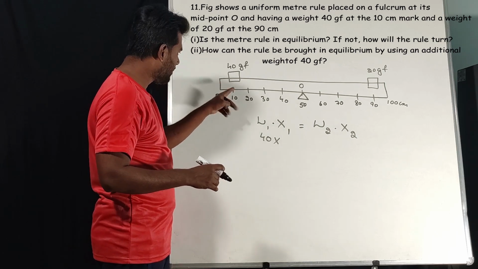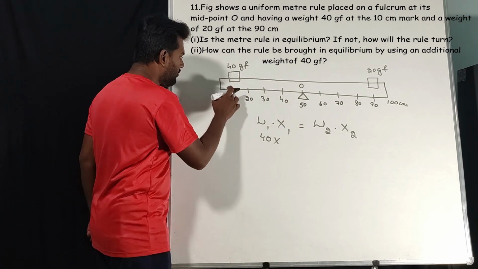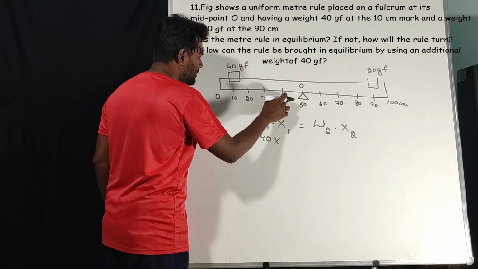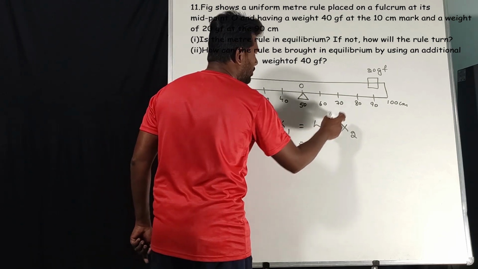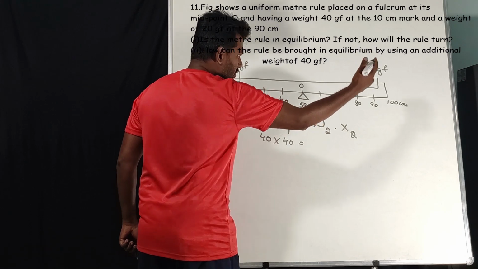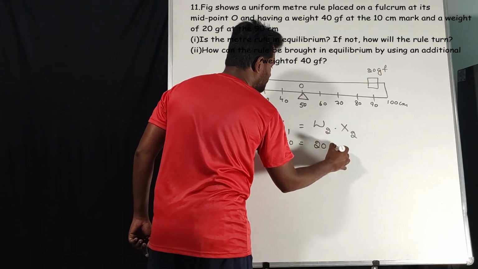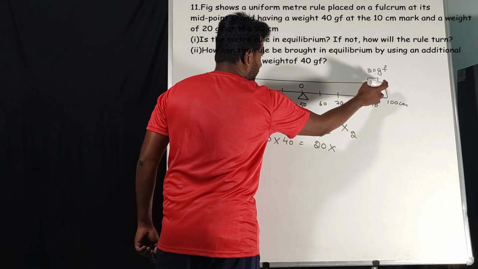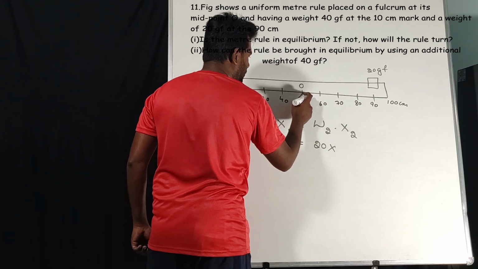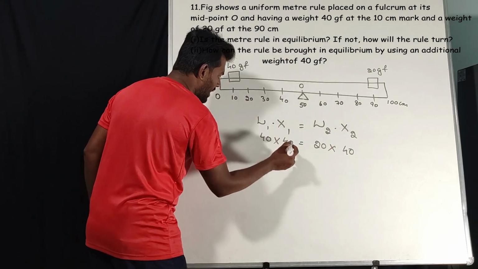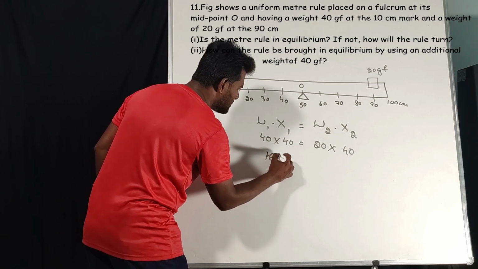It is the distance from the load to the pivoted point. From the load to the pivoted point. So from here to here, 10, 20, 30, 40. So it is also 40. Then W2, weight 2, is on the right side, or clockwise side. What is the weight value? 20. What is the value of X2? X2 is from the load to the pivoted point. So from here 10, 20, 30, 40. It is also 40. Now, 40 into 40 is 1600.